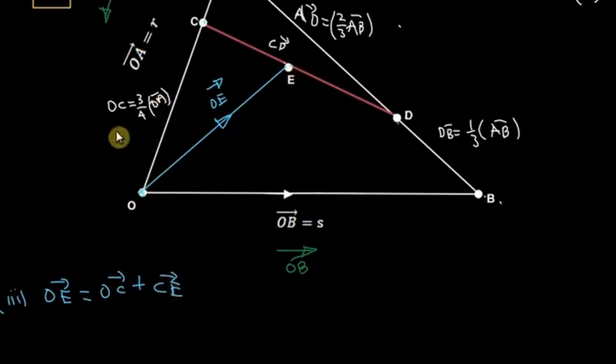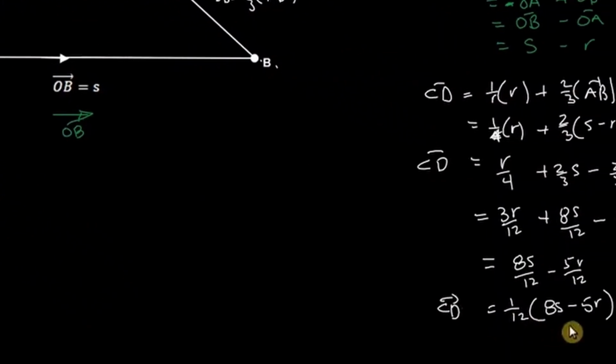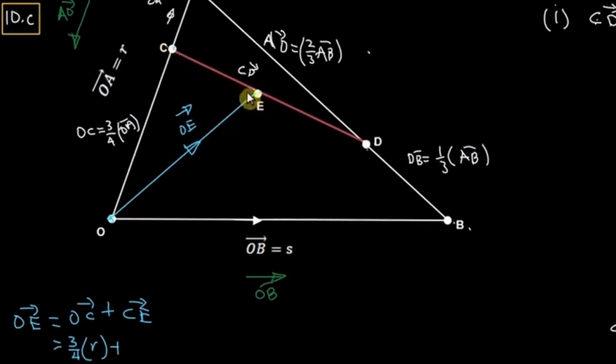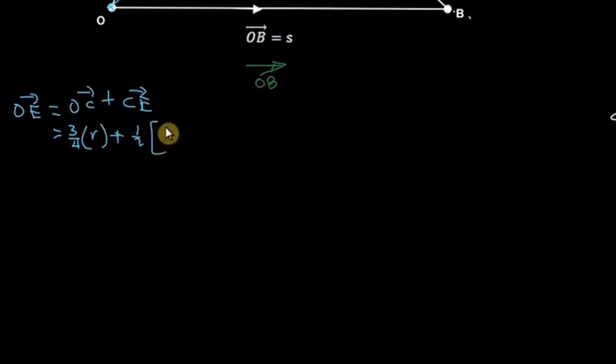Do we have the vector OC? Yes, we do, because that is equal to 3/4 of the vector OA, where OA is equal to R, so that's equal to 3/4 of R plus CE. CE is half of CD because we have it here already. This is the midpoint, so this is half the length, and therefore it's half of this vector. So a half of this would be a half of this vector, and that is simply equal to 3/4 R plus half times 1/12 is 1/24, so it's 1 over 24 of 8S minus 5R.